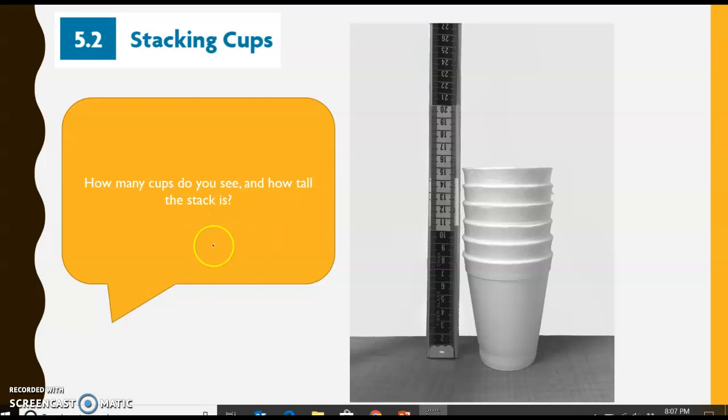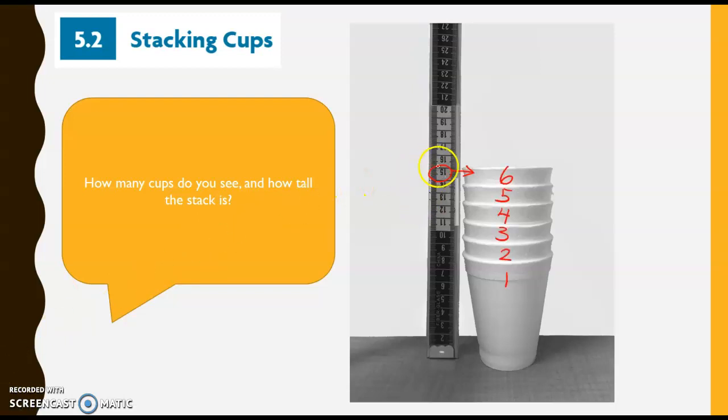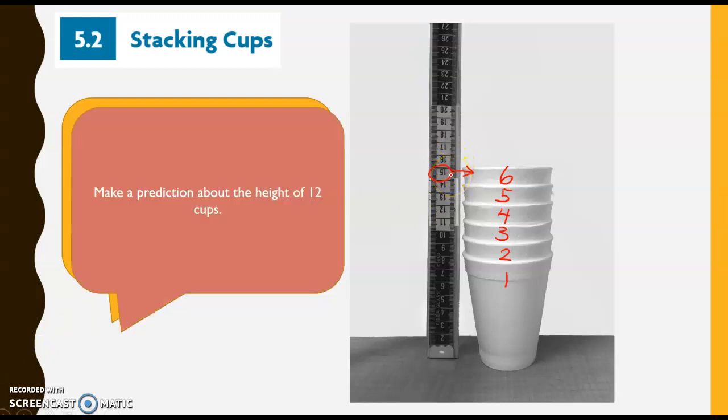So looking at this picture right here, we have 6 cups and 15 centimeters. That's the height. Make a prediction about the height of 12 cups. How tall do you think it's going to be if we have 12 cups stacked up like that? Talk to your partner, think about the answer, and then we'll move on.